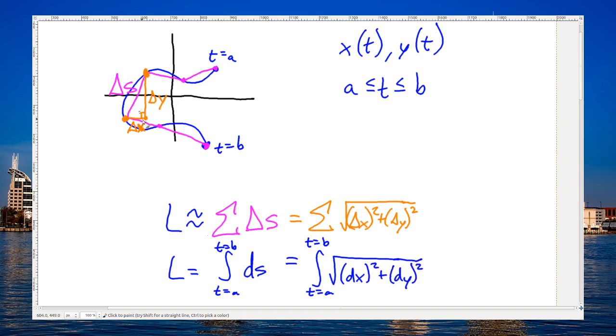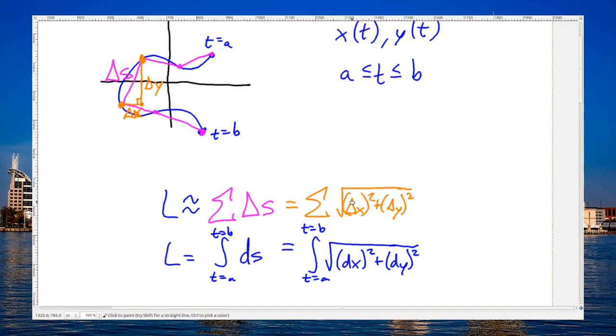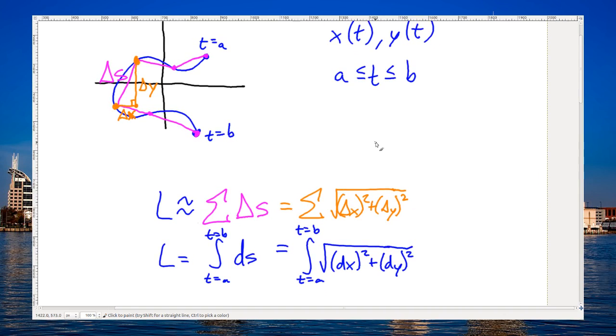And that's what happens when the x differential and the y differential get infinitely small. Delta x becomes dx, delta y becomes dy. But I still don't know how to evaluate this because I need to integrate and plug in t values. And so to do this, we're going to take one final step.